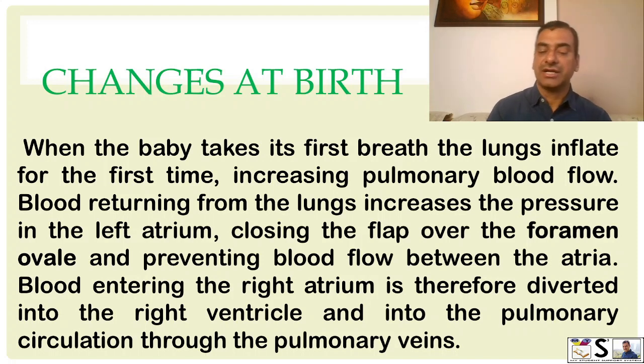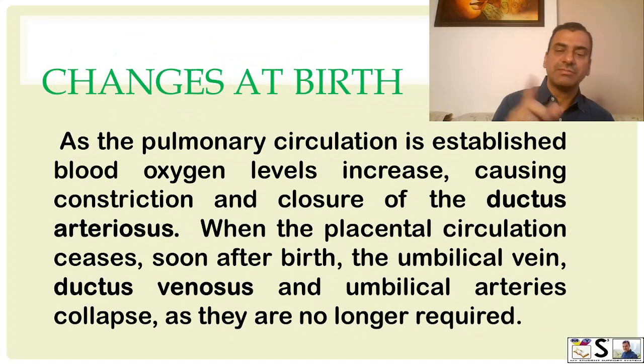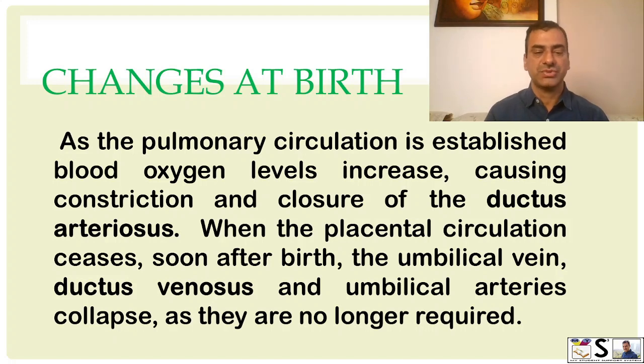The blood entering the right atrium is therefore directed towards the right ventricle, and then it is pumped into the pulmonary circulation. At the same time, as the pulmonary circulation is established, blood oxygen level increases, causing constriction and closure of the ductus arteriosus. When the placental circulation ceases soon after birth, the umbilical vein, ductus venosus, and umbilical arteries collapse as they are no longer required, and then they completely shut off.